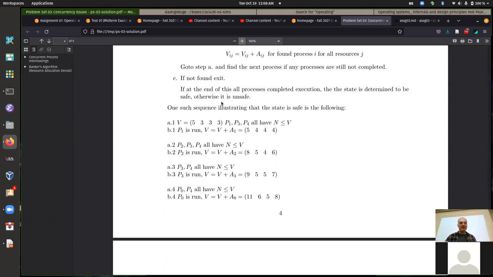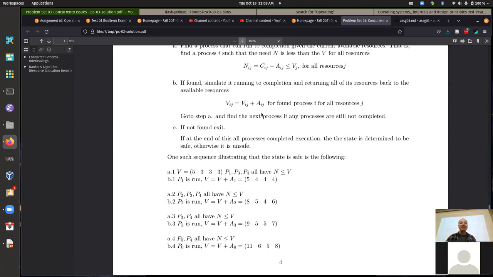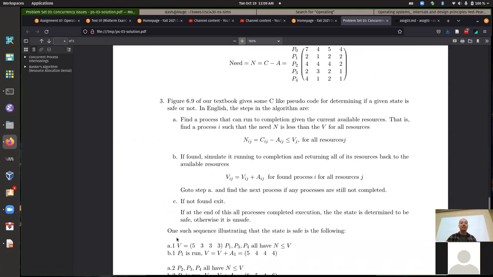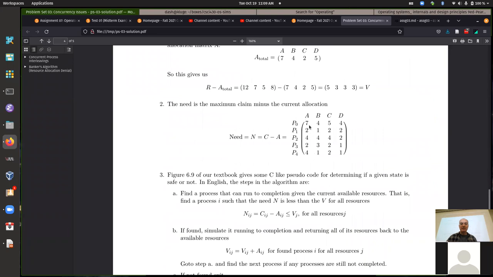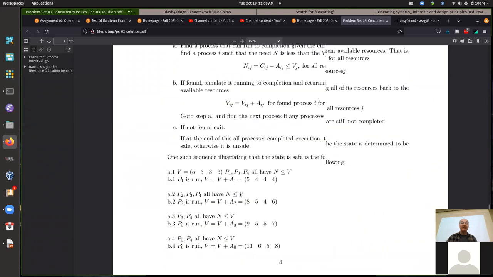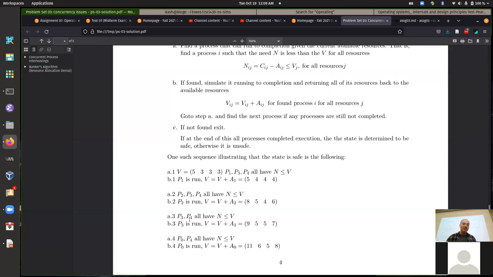So initially, for the problem that was given here, P0 is not a candidate because we've got 533 available. P0, for example, needs 7 of A, so it can't really run. But there are a couple of processes that are candidates, P1, 3, and 4.